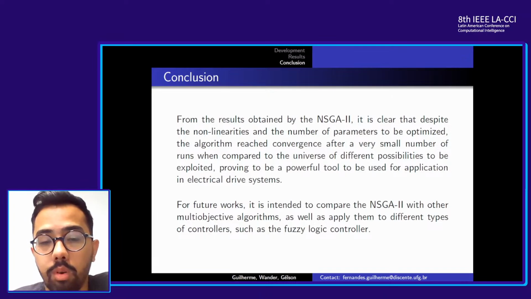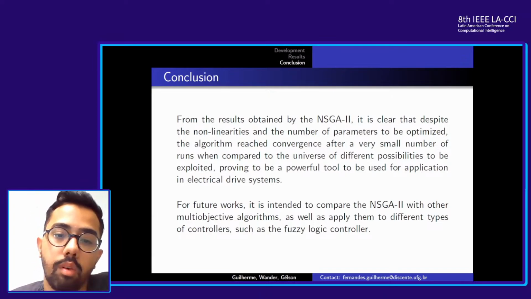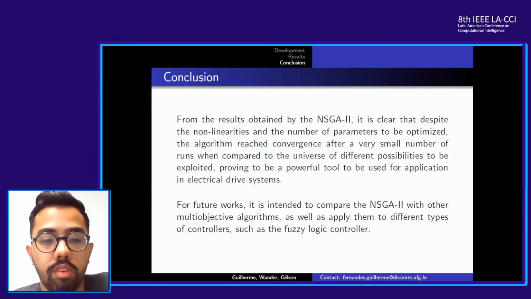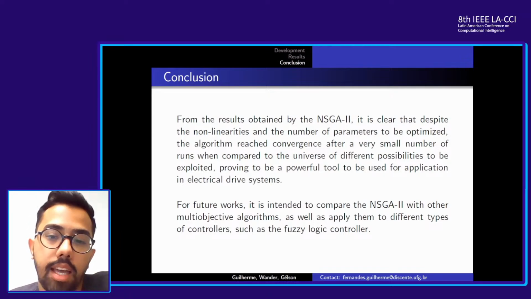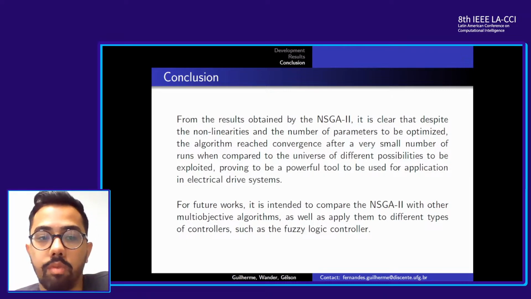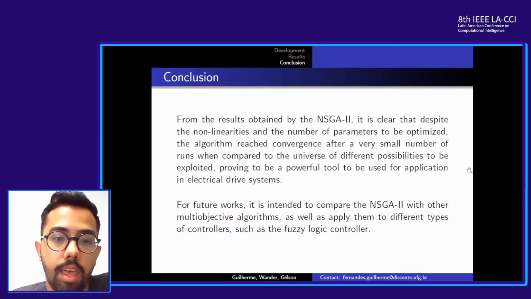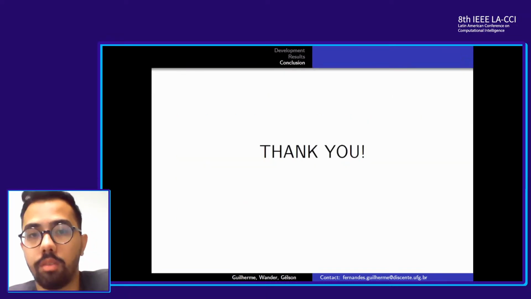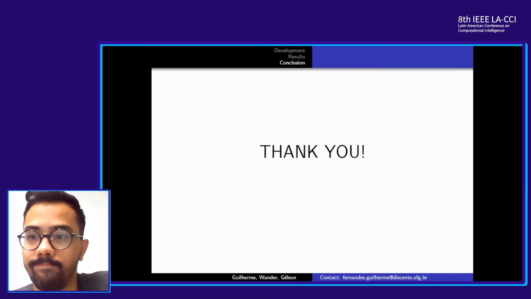And for future work, it is intended to compare the NSGA2 with other multi-objective algorithms, as well as apply them to different types of controllers and different types of motors, for example, such as a fuzzy logic controller. And thank you for the attention.